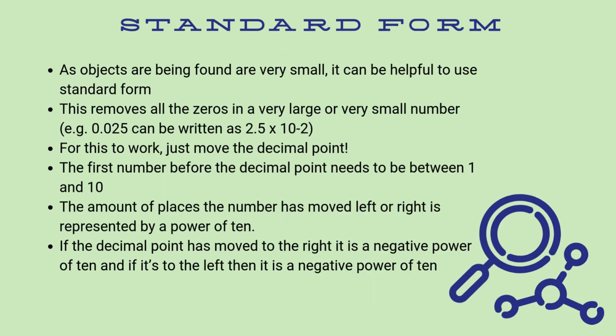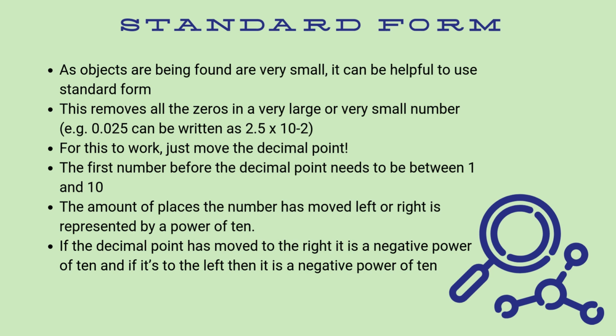As objects being found are very small, it can be helpful to use standard form. This removes all the zeros in a very large or very small number, e.g. 0.025 can be written as 2.5 times 10 to the power of -2. For this to work, just move the decimal point.